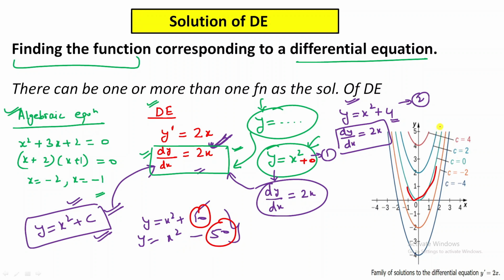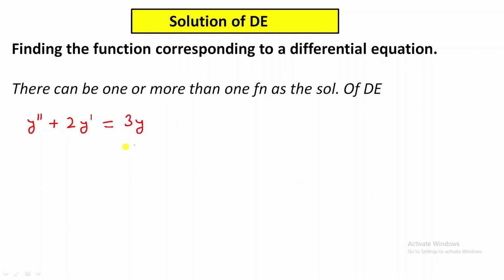Okay, so all these different functions can be solutions. Now let's say we have this differential equation: the second order derivative plus 2 y dash equals 3y. We have to find the solution of this differential equation. We'll see that we will have more than one solution for it.